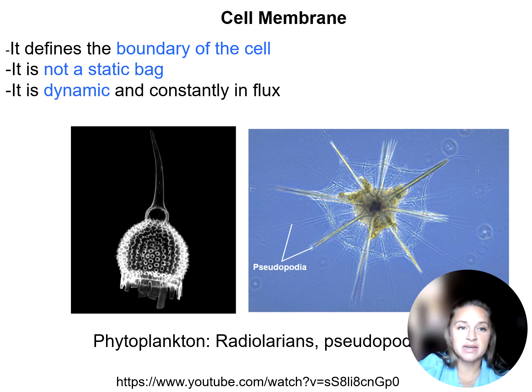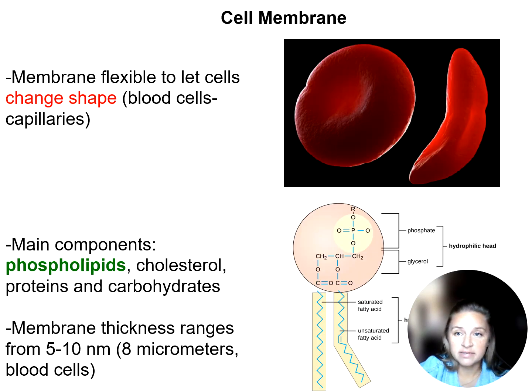So the cell membrane is the boundary of the cell, but it is not a static structure. It's dynamic and it's constantly moving. These are some pictures of some kind of unique looking cell membranes. Cell membranes are flexible. This allows the cells to change shape and also move through smaller spaces. Blood vessels, for example, are small, and the cell membranes and shape of these red blood cells here are able to squeeze through these small openings because they have these flexible cell membranes.